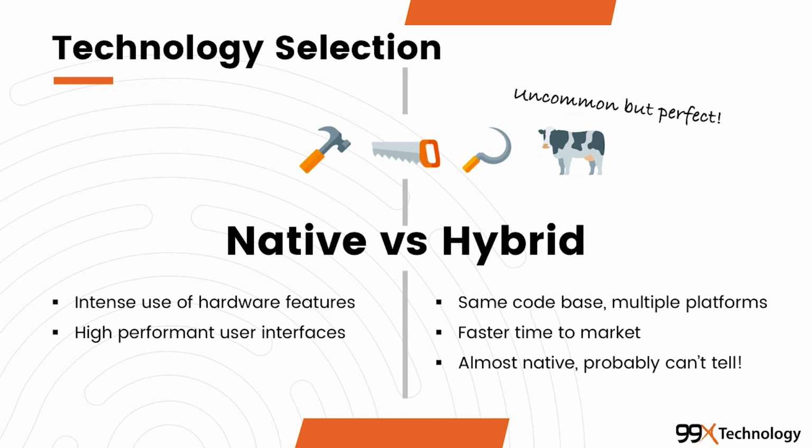For example, if you think your application needs to interact with a lot of hardware features, or if your application needs very high performance user interfaces with so much more accuracy than an ordinary application, probably the best way to do this is with native technologies, like developing natively for iOS with Swift or Objective-C, or natively for Android. Because the requirements that you have are better catered to by those native technologies.